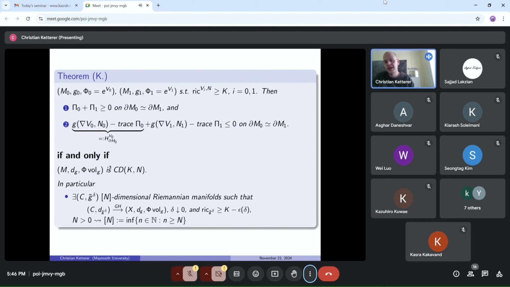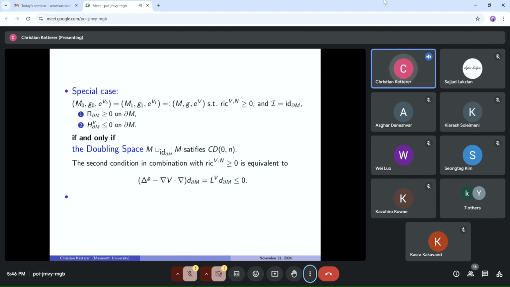Or true, if with this weight it is a CD(K,N) space. Okay, so let me also give you a special case of the theorem.